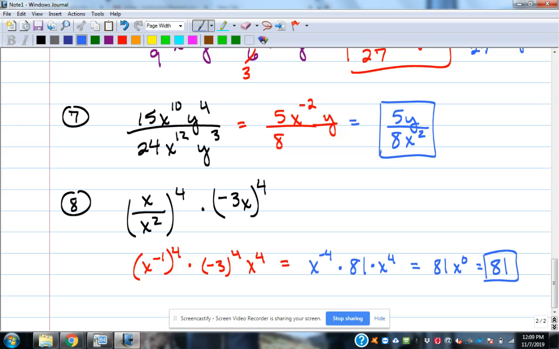So anything to the 0 power, even if it's x or pumpkins or, you know, Thanksgiving turkeys to the 0 power is 1. Always. Okay.